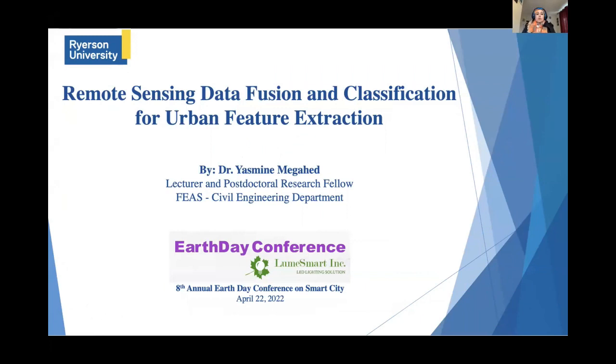Today I'm talking about remote sensing and data fusion and classification for urban feature extraction. I just very recently received my Ph.D. degree in geomatics from the Civil Engineering Department at Ryerson University, and I'm temporarily working as a seasonal lecturer and a postdoctoral research fellow at the same department.